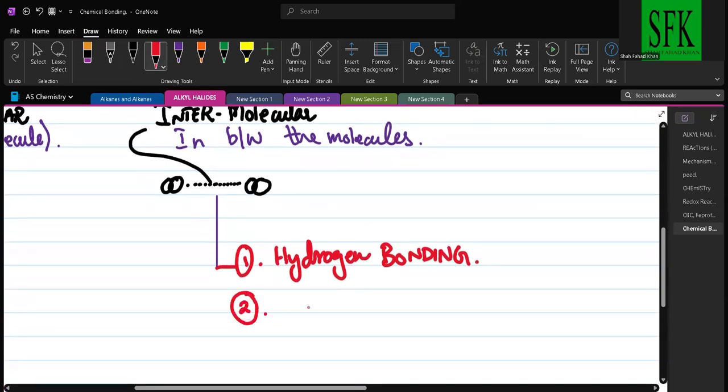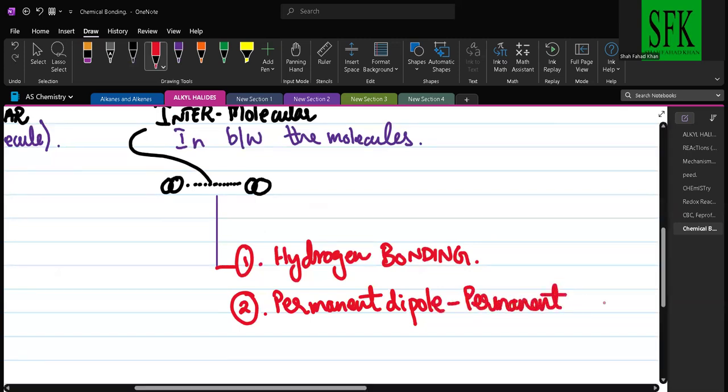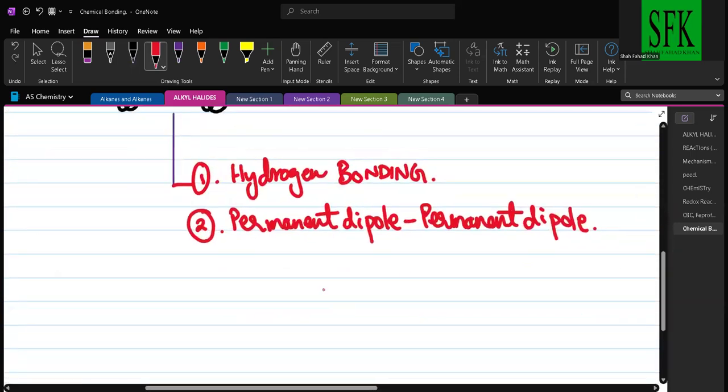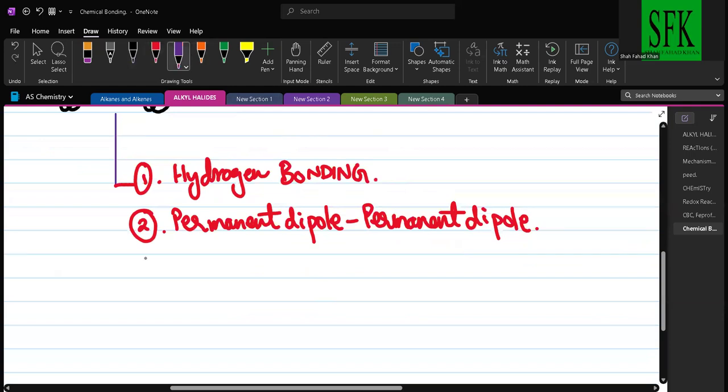The second type is called permanent dipole interaction, also known as dipole-dipole interaction as well.